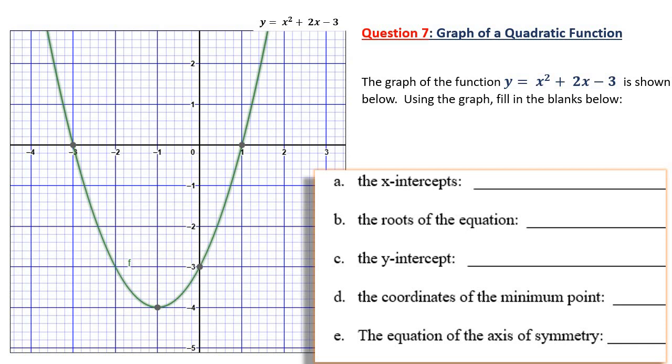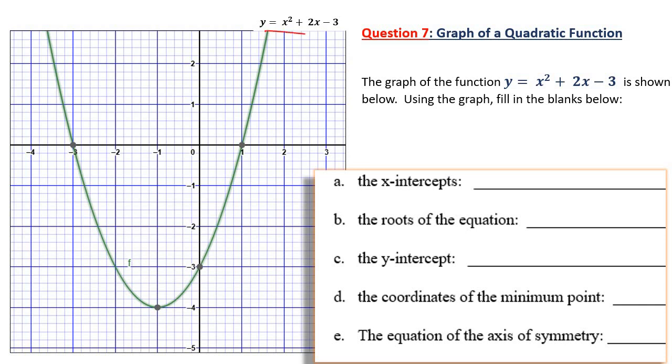Hello, now we're looking at question 7, the final question for your exam. All right, this is a very similar question, but please note that this is the easiest question. All we're doing is identifying features of this quadratic graph that we're given. The graph y equals x squared plus 2x minus 3. So this curve, called a parabola, is defined by the equation given to us here.